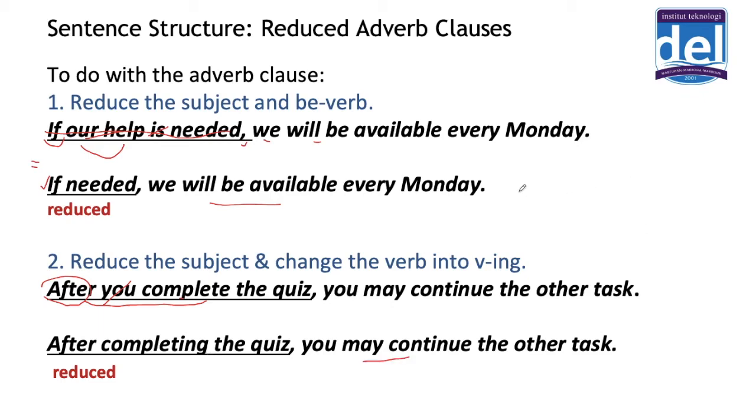After looking at these two examples, we can conclude that in reduced form, an adverb clause can be connector plus verb-3, or connector plus verb-ing, or maybe connector plus complement. For example, the complete clause may be "after it is 8 p.m." Then we can reduce it to "after 8 p.m." Now that's "8 p.m." is a complement, right? So bear that in mind.